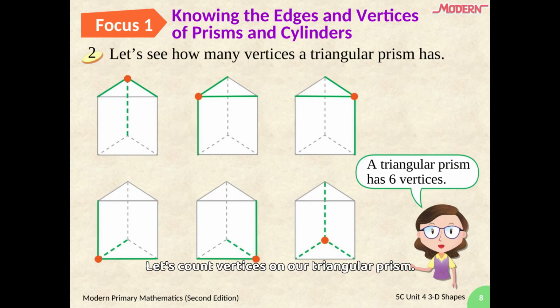Let's count vertices on our triangular prism. Use the same grouping trick. How many corners on the top triangle? 3. How many on the bottom? 3. 3 plus 3 equals 6. 6 vertices. See? By breaking it down into top and bottom, you've made a complex shape super simple. You're not just counting, you're analyzing. You're basically a math scientist now.